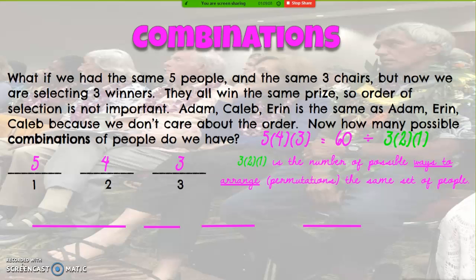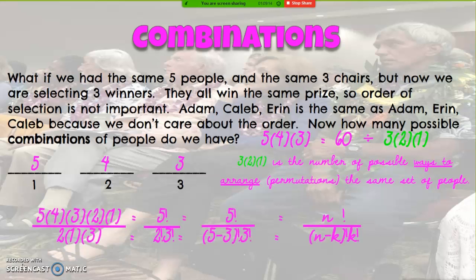Okay, but we have to divide by the duplications, basically. We're dividing by 3 times 2 times 1, because that's the number of duplications that are possible. For example, Adam, Caleb, and Aaron is being counted, and Adam, Aaron, and Caleb is being counted. And we don't want to count that twice, because that's really just one thing, because it's a combination.